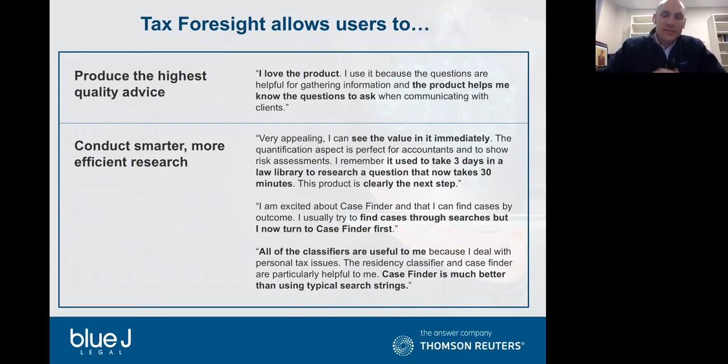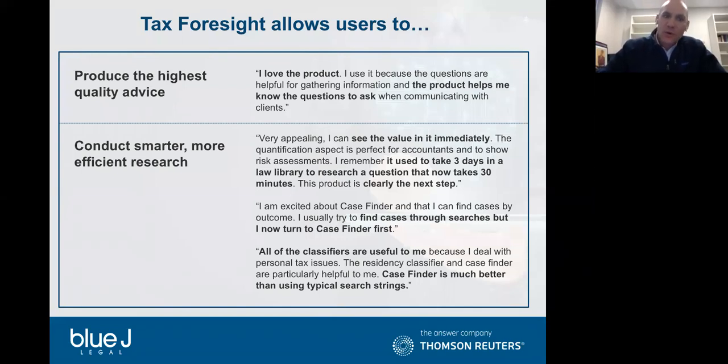So here's what our users tell us about using Tax Foresight. They tell us that it allows them to produce the highest quality advice. So it helps by providing a checklist if nothing else, like even just the questions that Tax Foresight is asking with respect to the legal questions that it provides predictions for. Even having that checklist, making sure you don't miss anything, is very, very helpful.